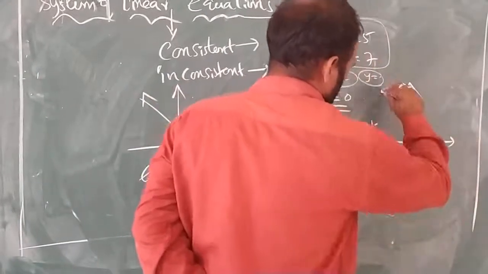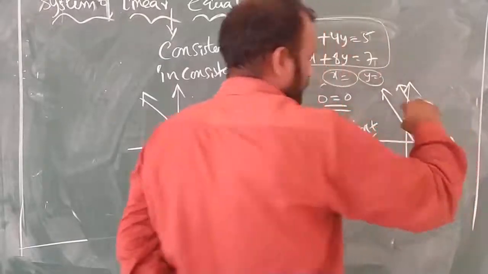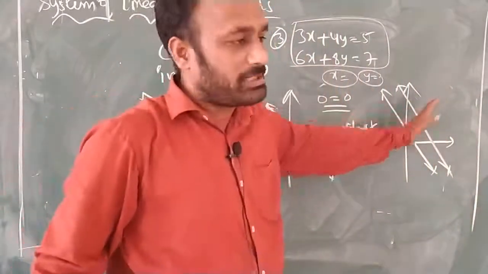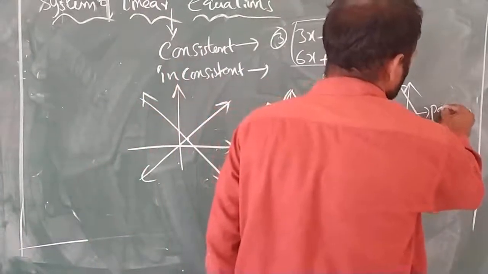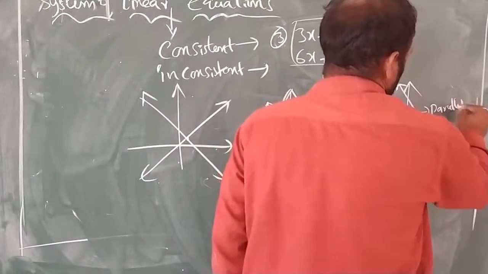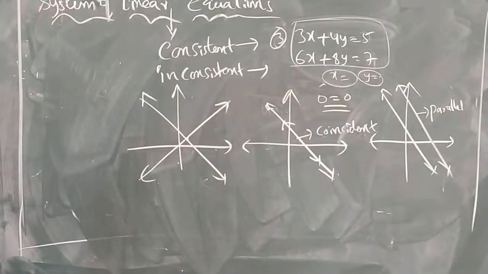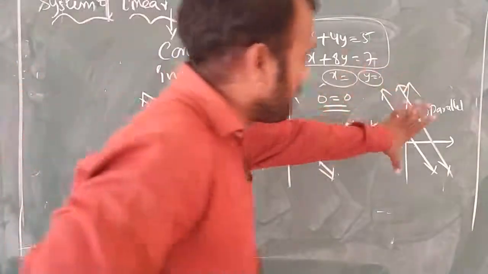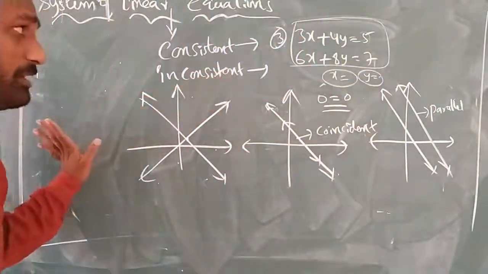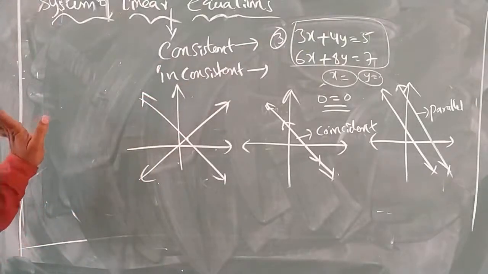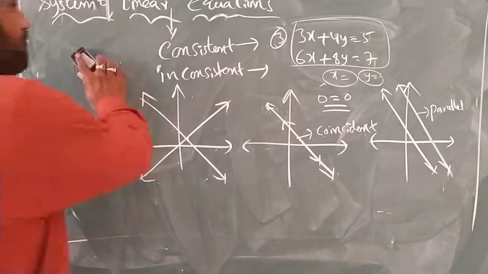this is the first line and this will be the second line. It means these two lines will never intersect, never meet one another. This type of lines we call parallel lines. So if the lines are parallel and the equations are like this, we call it an inconsistent system of linear equations. Inconsistent. So this is about consistent and inconsistent.